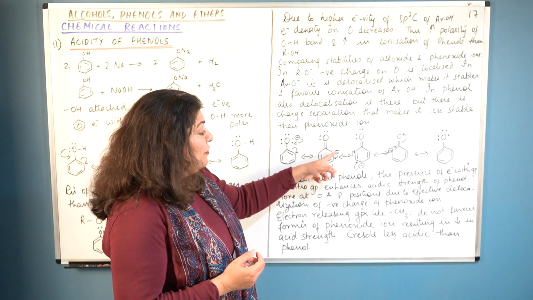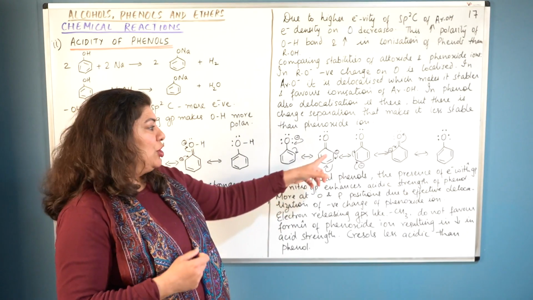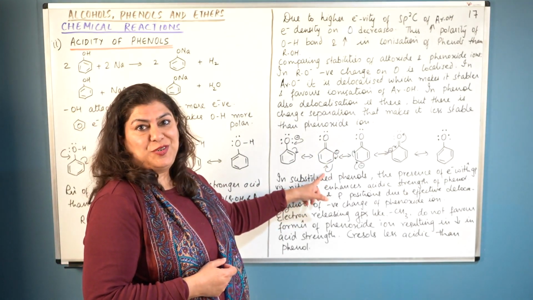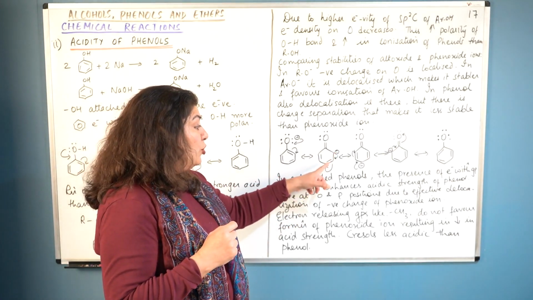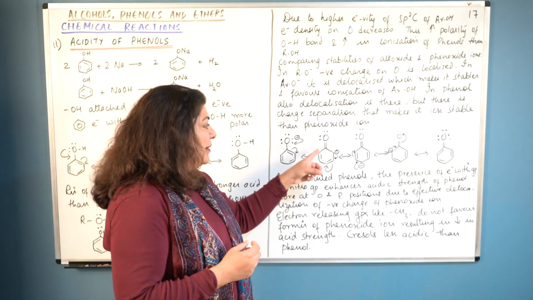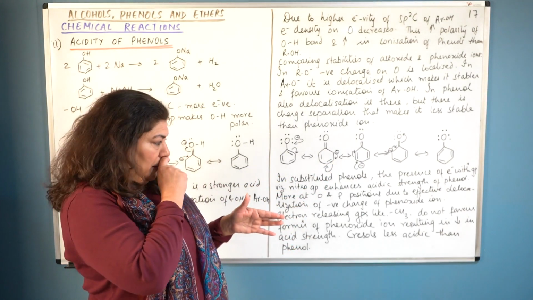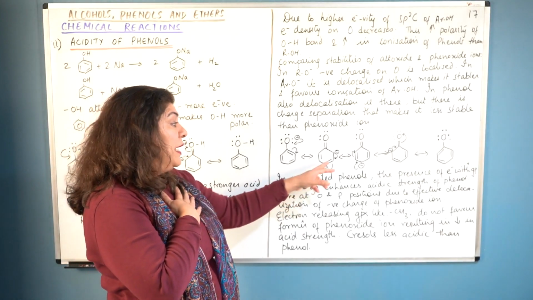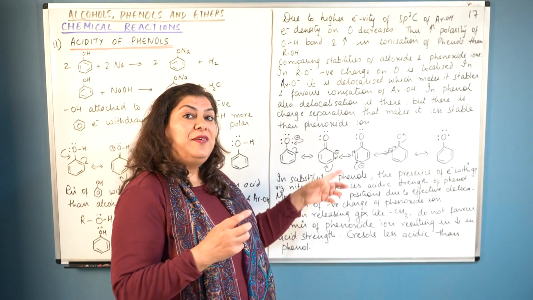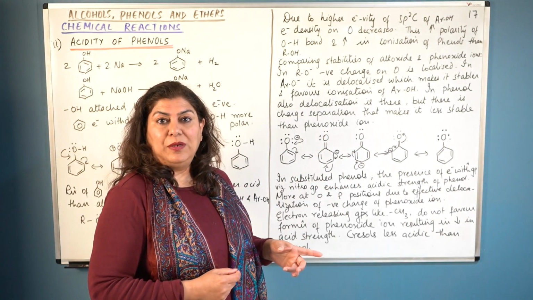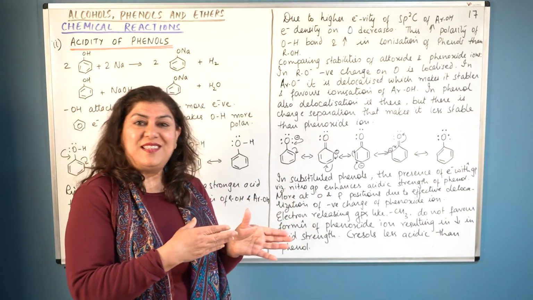If you have an electron withdrawing group here, it will have a stronger tendency to pull the negative charge to the ortho and para position. That is why whenever you have an electron withdrawing group at the ortho or para position, it will help the movement of the electrons towards the ortho and para position. But if you have the nitro group at the meta position, it will not help in increasing the acidity of the phenol. Rather, it might create a hindrance. It will decrease the acidity of phenol.